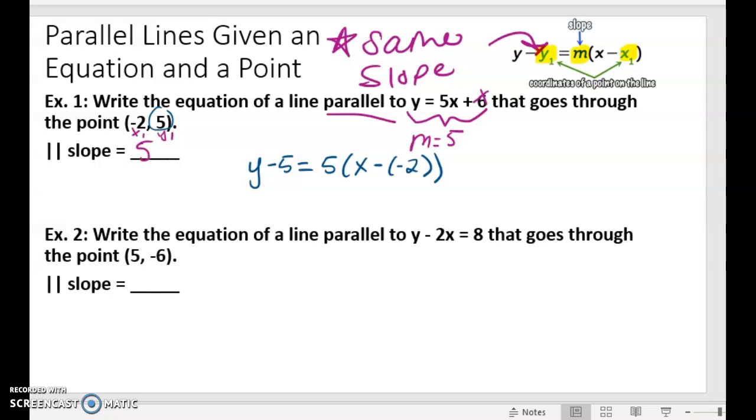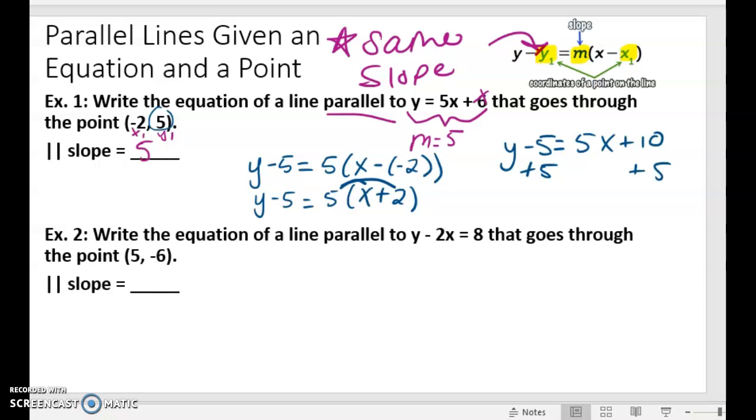Okay, from this equation, we just need to solve for y. So y minus 5 equals, and I'm going to just simplify inside the parentheses first. So if I have a minus and a negative, that becomes x plus 2. From here, I'm going to distribute that 5 using the distributive property. Distributive means multiplying, so 5 times x is 5x, 5 times 2 is 10. Okay, is y by itself? No. So add 5 to both sides, and this is the actual answer we're looking for. This is the equation of a line. It's parallel to the line that was given to us, and it also goes through the point that we were asked for it to go through.